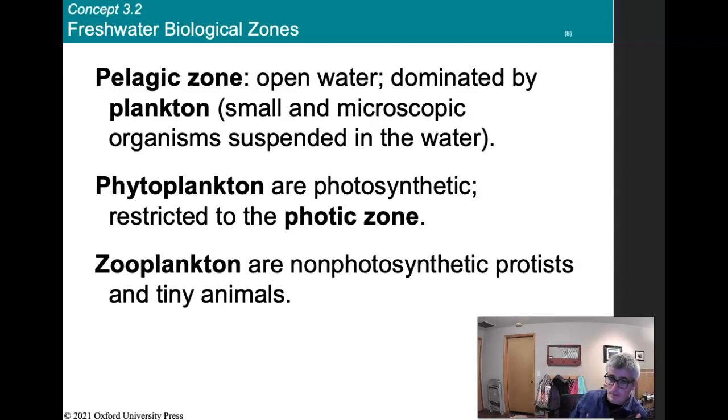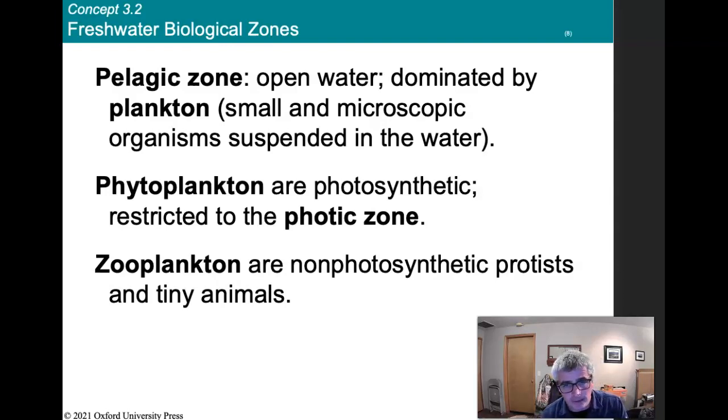Phytoplankton: phyto meaning plant, and plankton meaning small microscopic organisms suspended in water. Phytoplankton are generating energy based on the sunlight. They perform photosynthesis. They're restricted to the photic zone, which is the zone which has light.